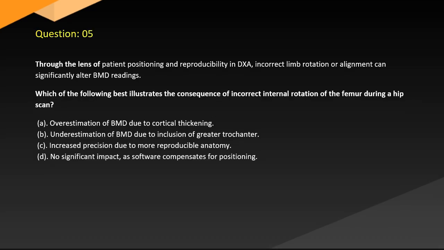Question 5. Through the lens of patient positioning and reproducibility in DXA, incorrect limb rotation or alignment can significantly alter BMD readings. Which of the following best illustrates the consequence of incorrect internal rotation of the femur during a hip scan? A. Overestimation of BMD due to cortical thickening. B. Underestimation of BMD due to inclusion of greater trochanter. C. Increased precision due to more reproducible anatomy. D. No significant impact as software compensates for positioning.